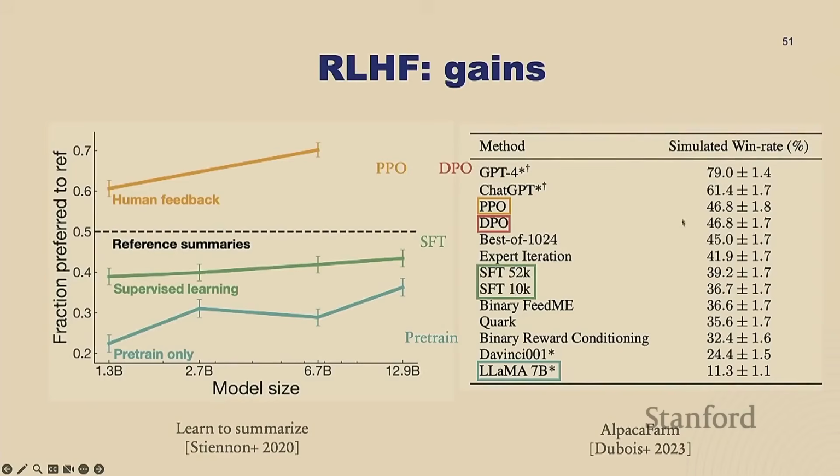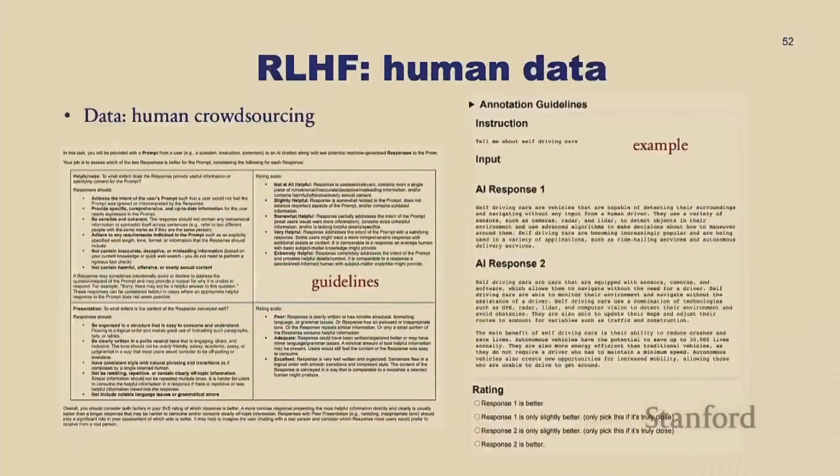Same thing, this is on a paper that we have, AlpacaFarm, where the evaluation here is not too important, but basically you see the pre-trained model, you jump to SFT, and then you jump to PPO and DPO, and PPO and DPO have the exact same performance. So basically RLHF helps. That's the conclusion, and DPO is simple.